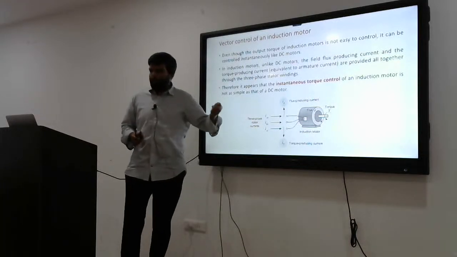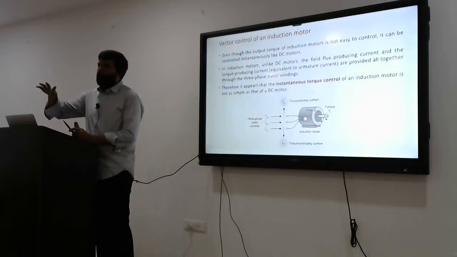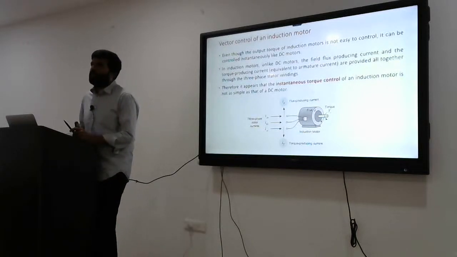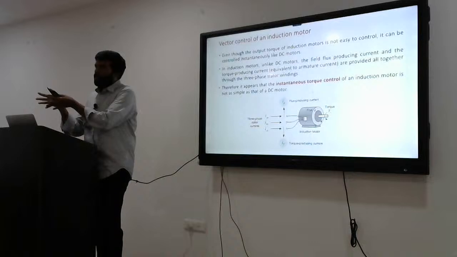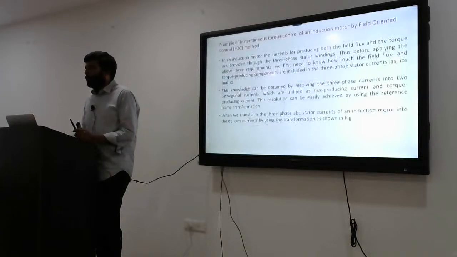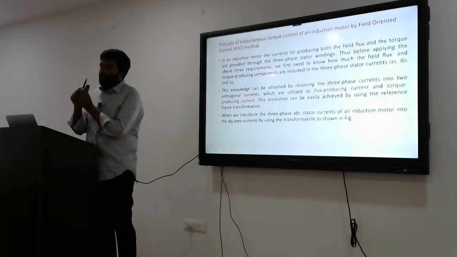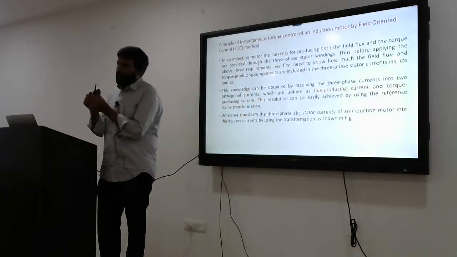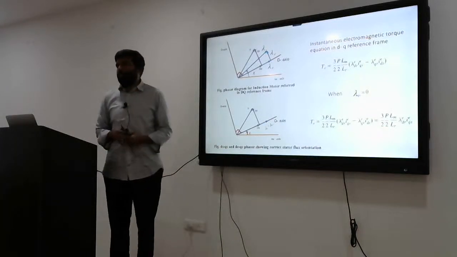Whatever current is flowing to the stator side, that current has two components inherently. One is the flux producing component, another one is the torque producing component. But in the case of a DC machine, there is a different path for field current and armature current. Independent control is possible there, but here independent control is not possible. That's why they adopt transformation techniques, where first they transfer these two signals with 90-degree displacement. So this is about the transformation technique.